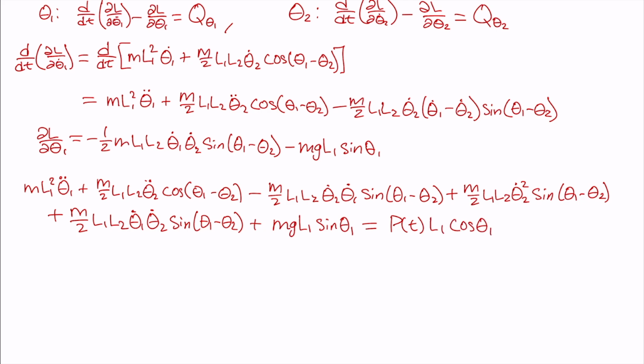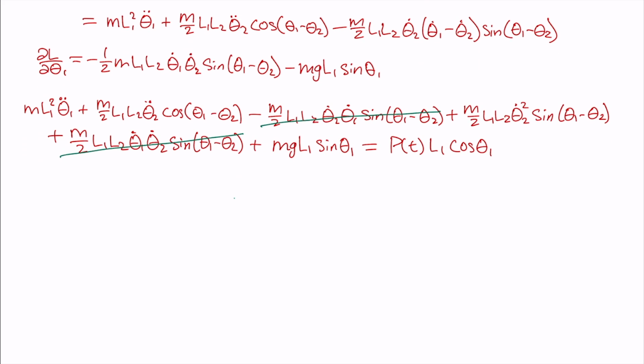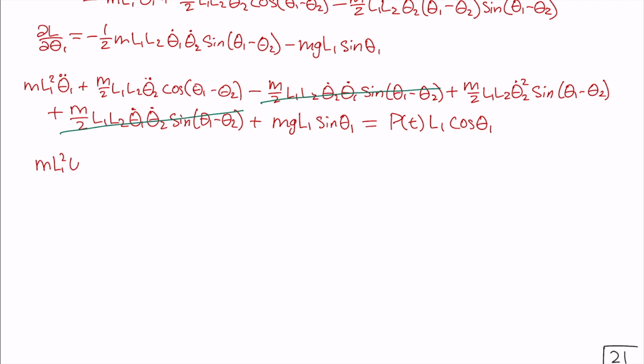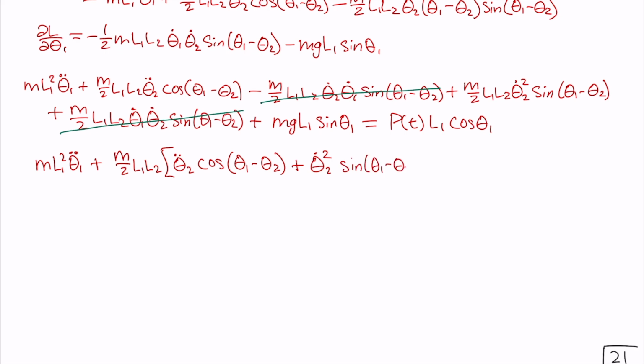L1 cosine theta 1. And then we can also eliminate the term with the mixed velocities, such that we'll get m L1 squared theta 1 double dot plus m over 2 L1 L2 times the quantity theta 2 double dot times cosine of theta 1 minus theta 2 plus theta 2 dot squared sine of theta 1 minus theta 2, plus m g L1 sine theta 1 equal to P of t L1 cosine theta 1.